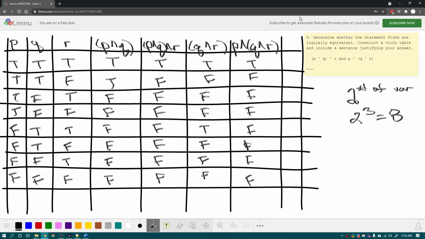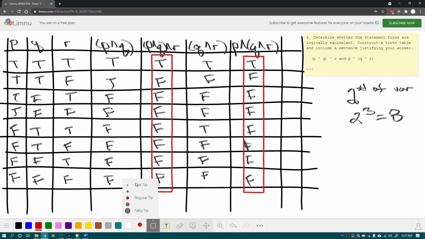All right, for this last column, I'm going to be comparing this column with this column. And I'm just going to put a check mark or an X. A check mark will indicate that they're the same. An X will indicate that they're not the same. And then I'll make a statement whether they're equivalent or not. So is true the same thing as true? Sure is. False is the same as false. False, false. These are all identical.